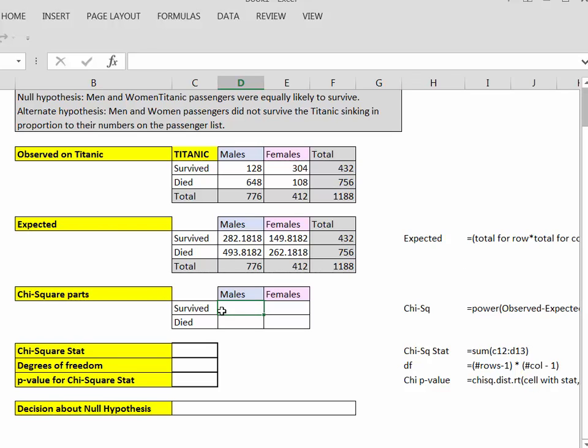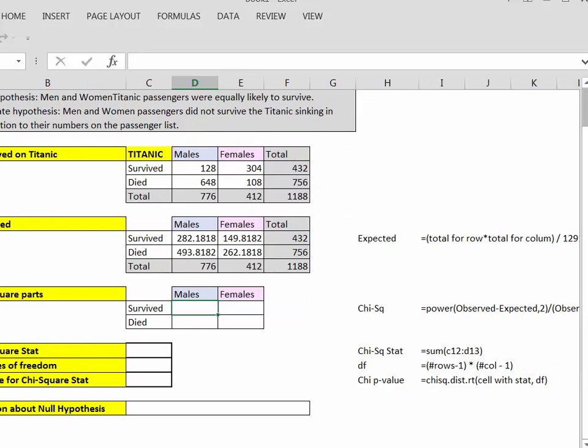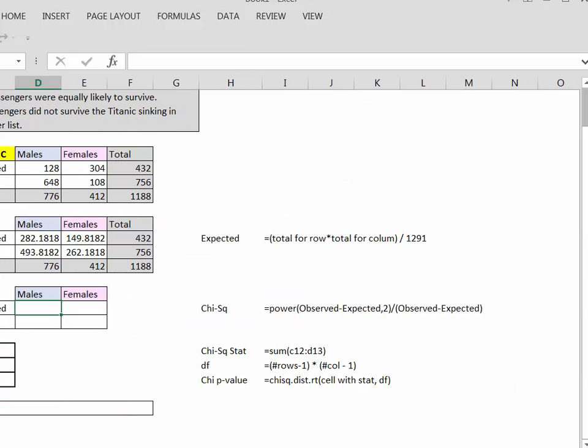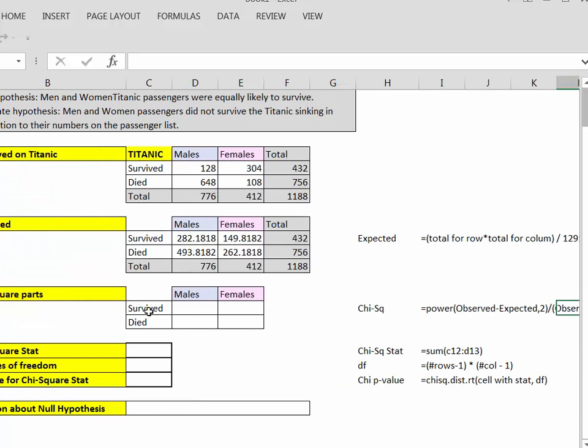So I need to compute my actual chi-square parts, which is where I put on the top the observed minus the expected. I square it and then divide by the expected. And you probably remember that we used this power function, and I'll move the spreadsheet back after we finish doing this. I'm going to take the power of observed minus expected squared over just the expected value. I think there's a typo there.